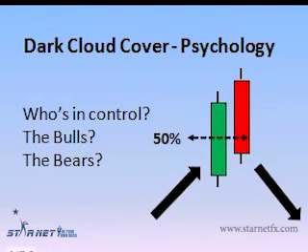Let's consider the psychology of the dark cloud cover. Who is in control, the bulls or the bears? Well, the name gives a good hint. What comes from dark clouds? Rain. And what does rain do? It falls. Anyway, let's consider the psychology or the sentiment.